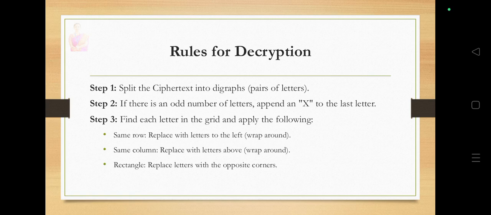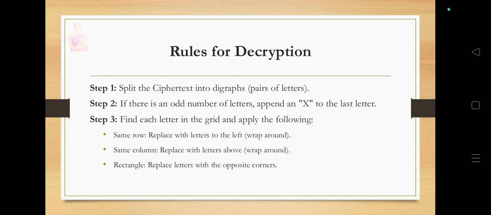Now, rules for decryption. It is just the opposite of encryption. If both the letters are located on the same row, take the previous letter. Is it clear? In encryption, what have we done? We have taken the right letter, that is the next letter. If the plain text letter has been located somewhere, we take the next letter in the encryption. But in decryption, we have to take the previous letter.